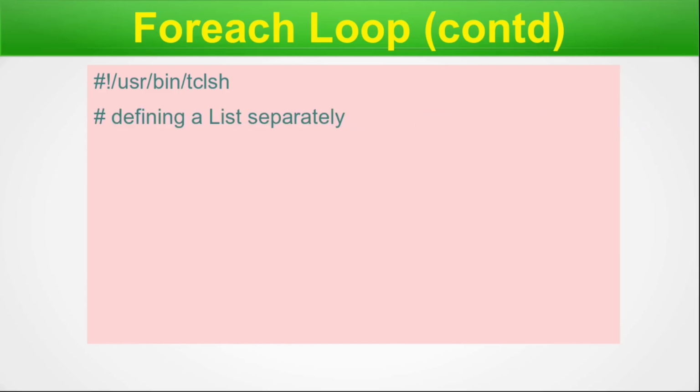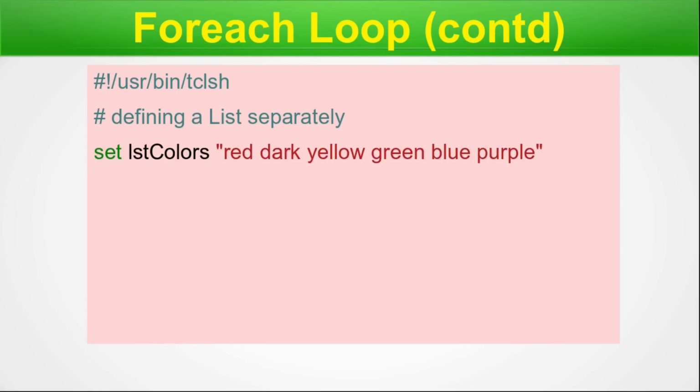Okay, we are doing what? Defining a list separately. In the example we have just seen, we declared the list inside the foreach loop. And in this particular foreach loop example, we will be defining the list outside. Okay. So we define a list like this, set lst_colors, and within double quotes, space separated values I have given for all the colors: red, dark, yellow, green, blue, purple.